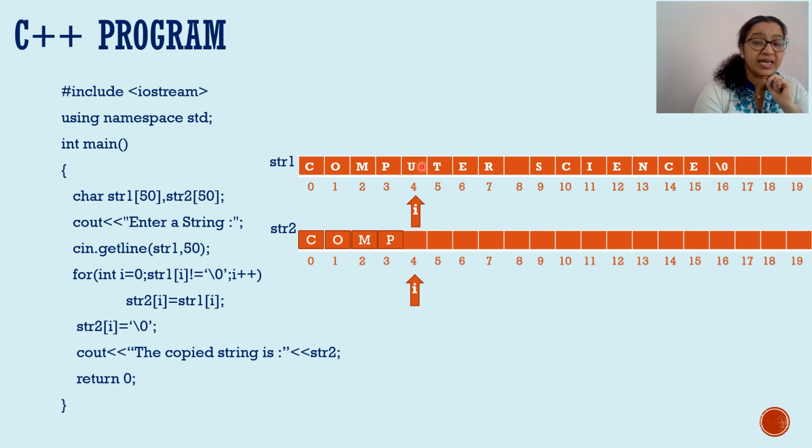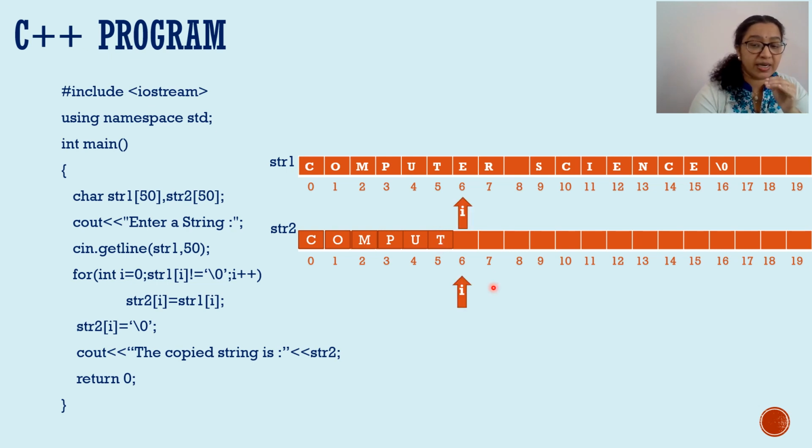That is the letter U. So we want to copy it there. So str2 of 4 is equal to str1 of 4. So the letter U copied. Now again I is incrementing to the 5th position. Now the letter is T. T we want to copy here. So T copied.